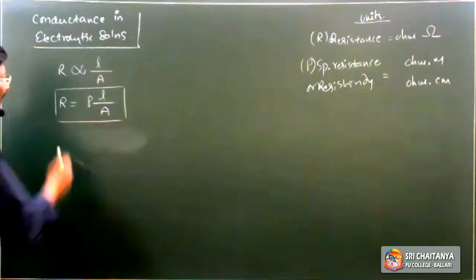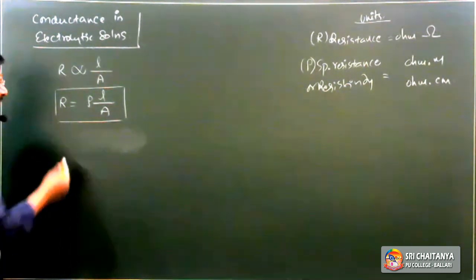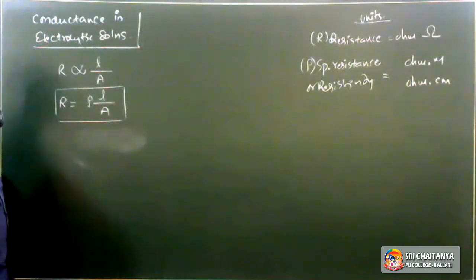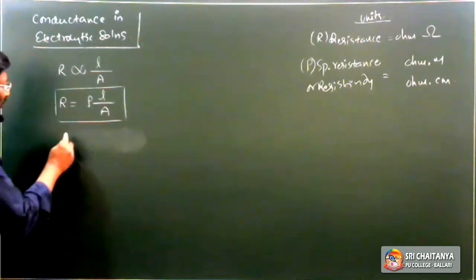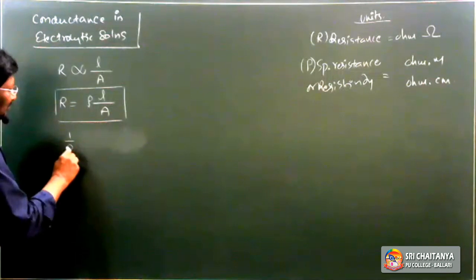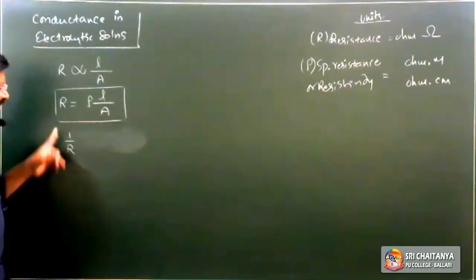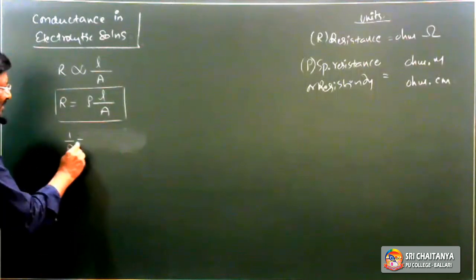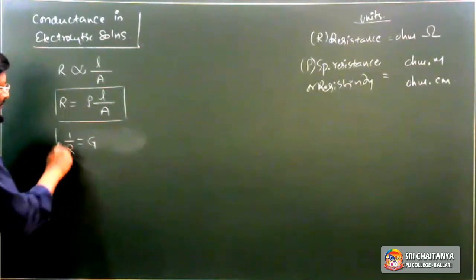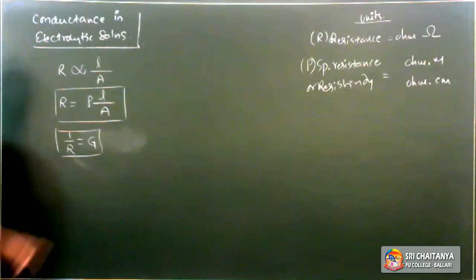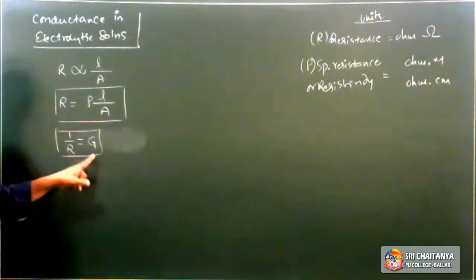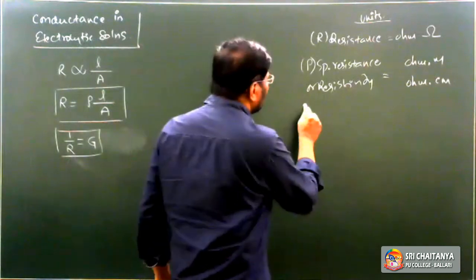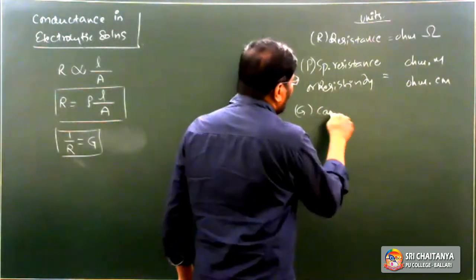Now another one. Let me take the reciprocal of this equation. Suppose 1 by R, the reciprocal of the resistance. The reciprocal of the resistance is called G. What is the meaning of G? G is conductance.